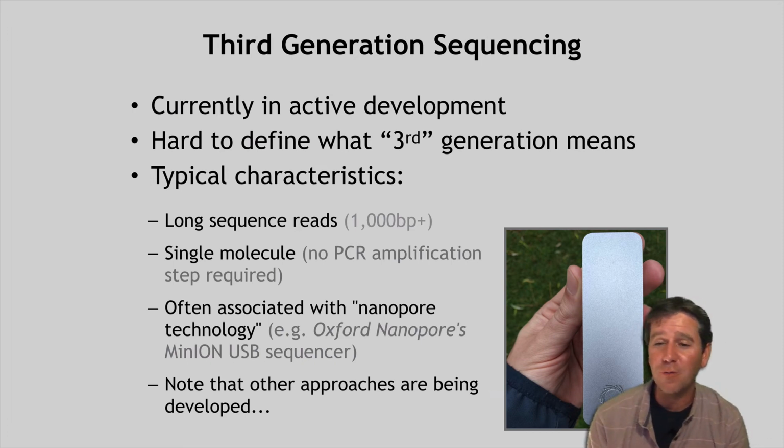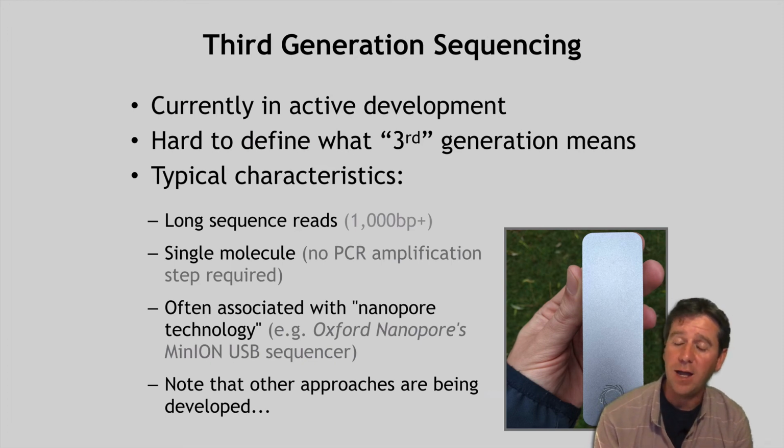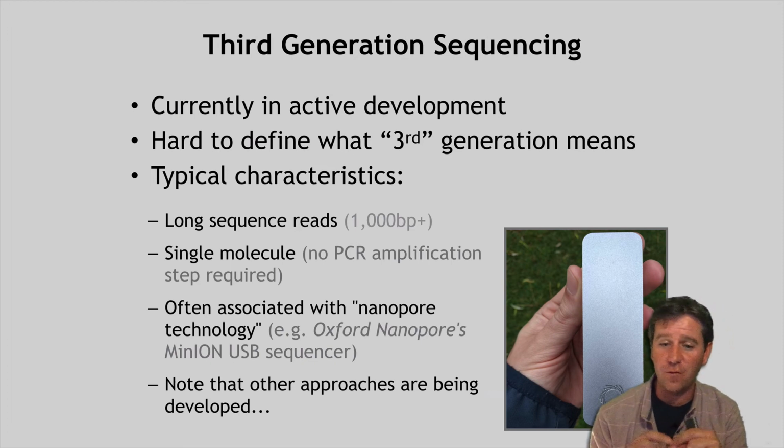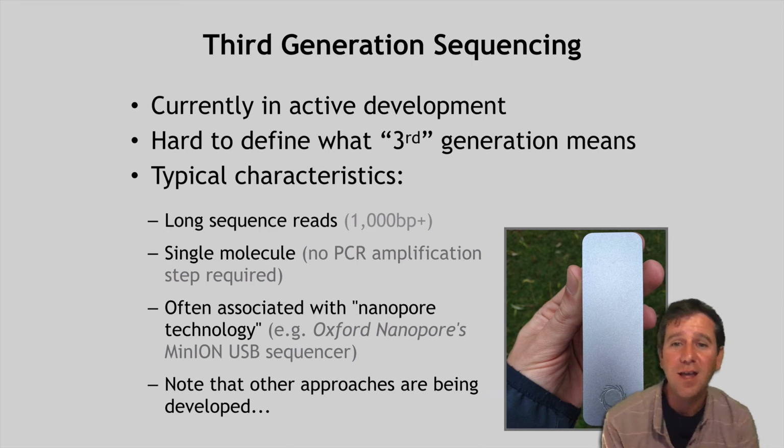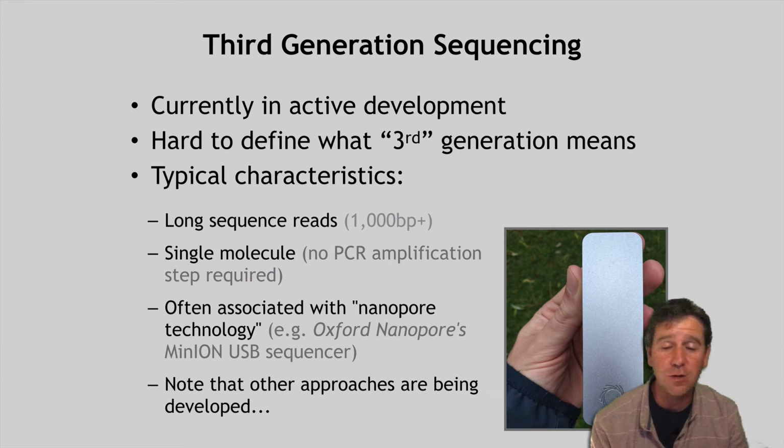And they're often associated with nanopore technology, where we have the detection of a current change as the nucleotides pass through a pore in a membrane, for example. Things like Oxford Nanopore, the MinION sequencer that I'm showing in the picture here. This is a small handheld sequencer that's USB. You can plug it into a USB drive on your computer. You'll see these used in the field.